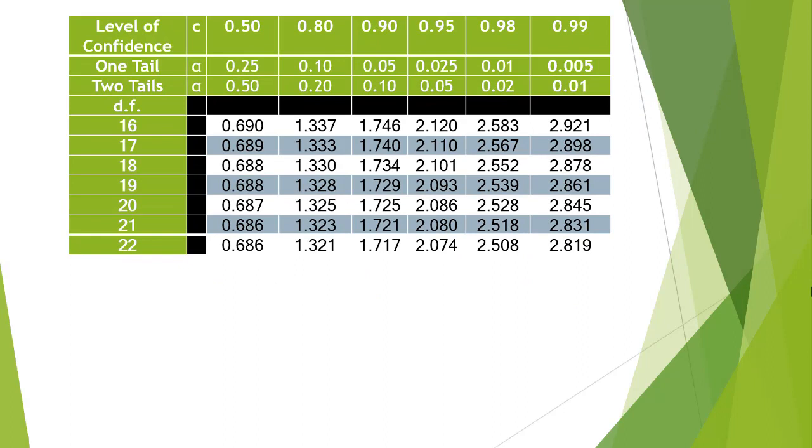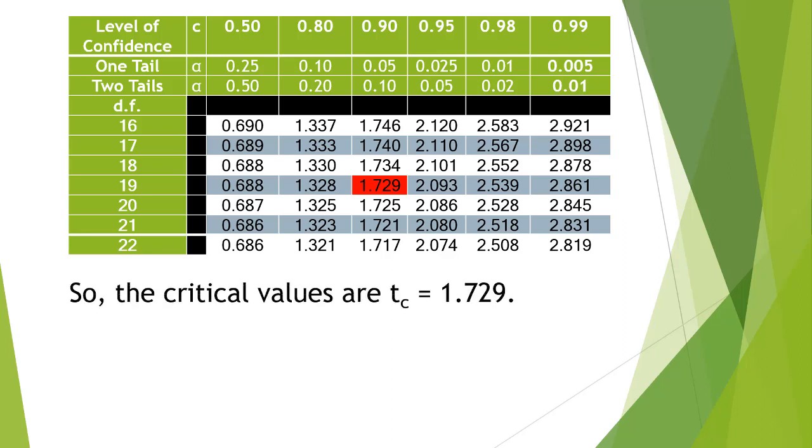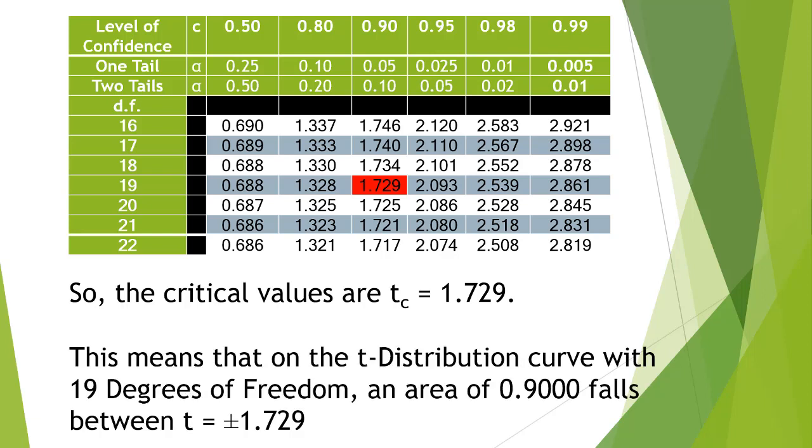And when we go to the table, here's a little cutout of the table for you. We need to locate the row that has 19 degrees of freedom and the column that has a confidence level of 0.90. So the column with a level of confidence of 0.90 is right here in the middle. And then 19 degrees of freedom comes across, and the value is right there. It's 1.729. Okay, so that's your critical value. The critical value is tc equals 1.729. So that means that on this particular t-distribution curve, an area of 0.9000 is in the middle of the t values plus and minus 1.729. So that's what we're looking at here.